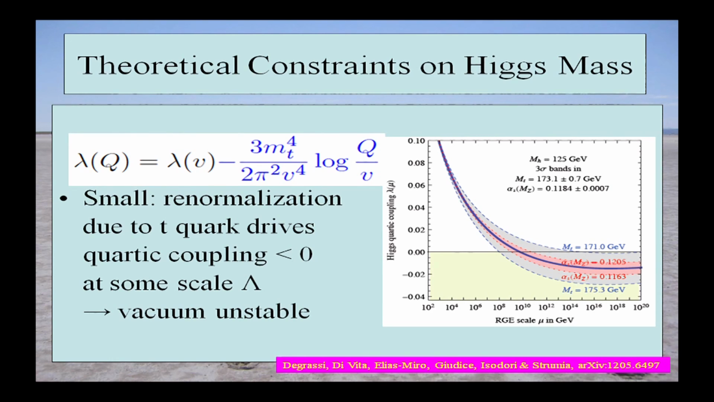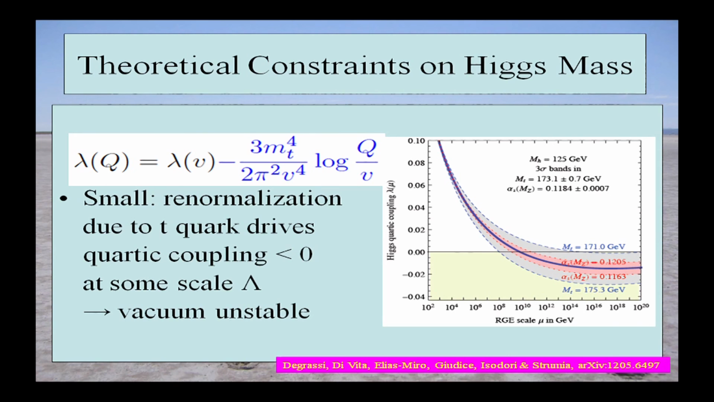But there is also a renormalization of that quartic coupling lambda by the top quark. And that is negative, and it's proportional to the top quark mass to the 4th power. So potentially, if you pardon the expression, that negative renormalization could drive the Higgs lambda coupling negative at some scale, and that would actually generate an instability in our current electroweak vacuum.